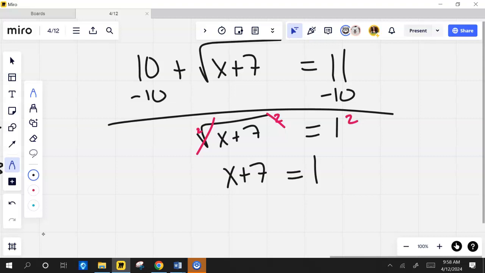Now is this an equation you can solve? Yes. Once the radical or the exponent is gone, it becomes easy to solve. Subtract 7.